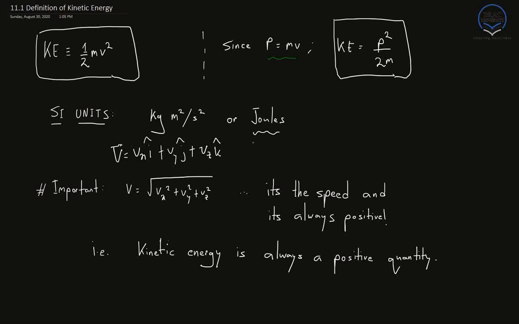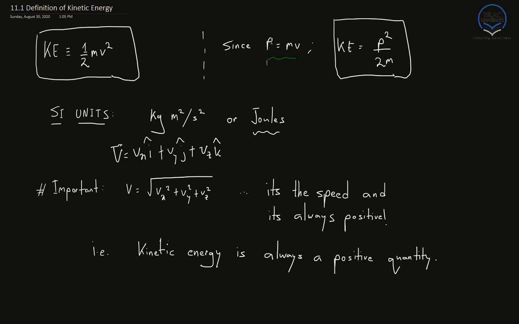In this week, our goal is to understand the concept of energy. We're going to define a number of quantities. Let's start by defining the kinetic energy of a point particle. And the kinetic energy of a point particle is defined as half mv square.